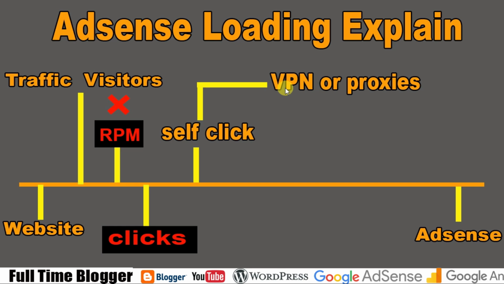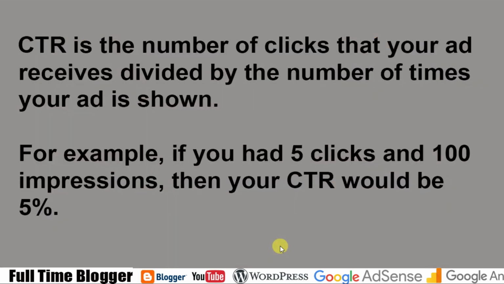So you will get a VPN and start browsing, or you have proxies, but you have a limit to click. If you click too much, your CTR will be increased. If your CTR is increased, there's a high chance that your AdSense will be disabled. So you have to follow the whole steps that I explain in my course in my next videos, step by step.